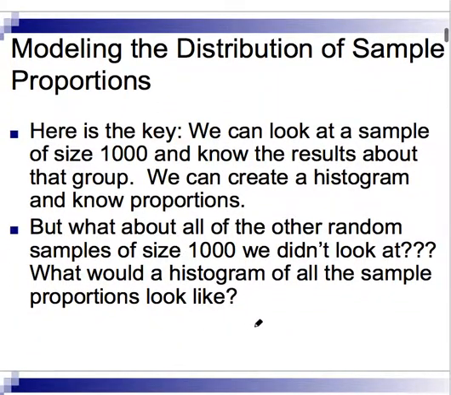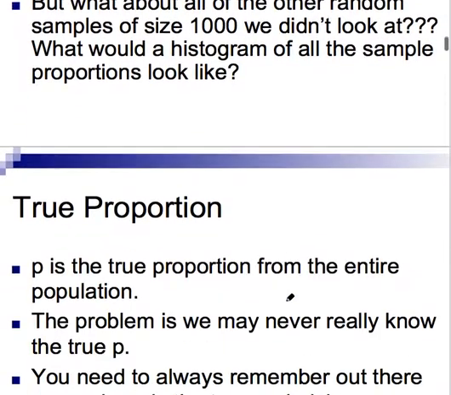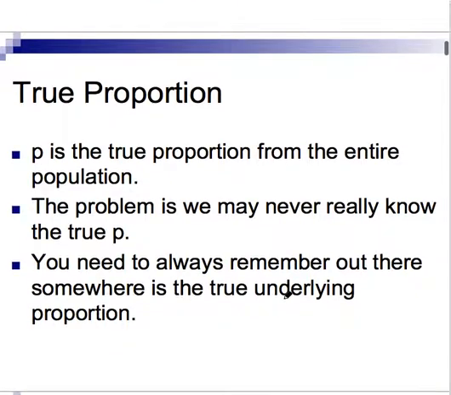So how do we model it? We can look at a sample of size 1,000 and we know the results of that particular group, and we can create a histogram, which we're going to do a little bit later with an example. But what about other random samples? We don't know what they look like. So how can we possibly make any conclusions about what the other ones look like? What would a histogram of all of the sample proportions look like? If we took all of the sample proportions and put them together, what would it actually look like?